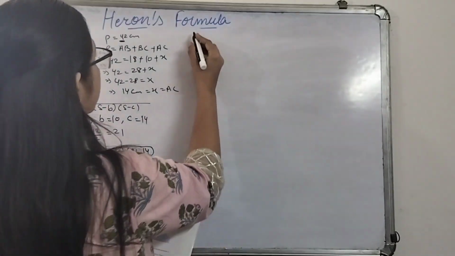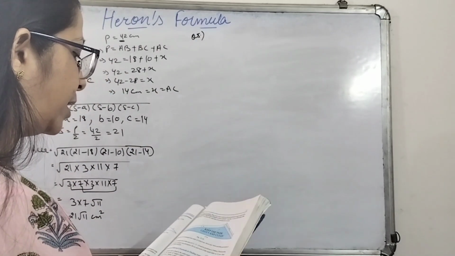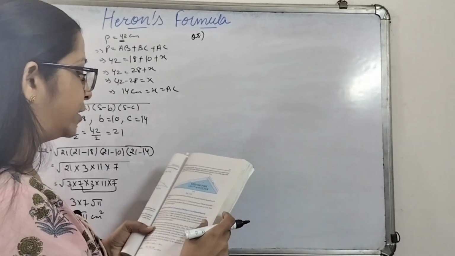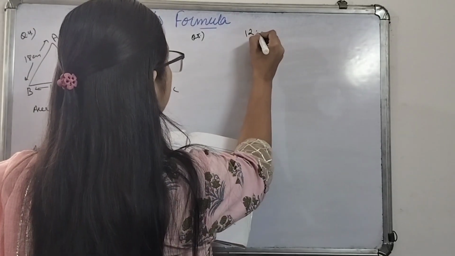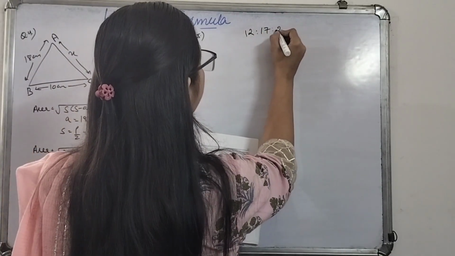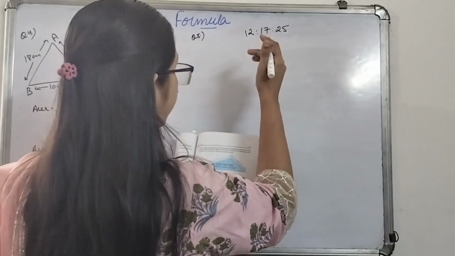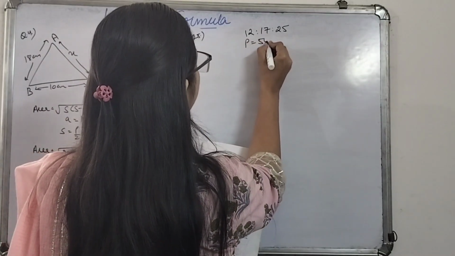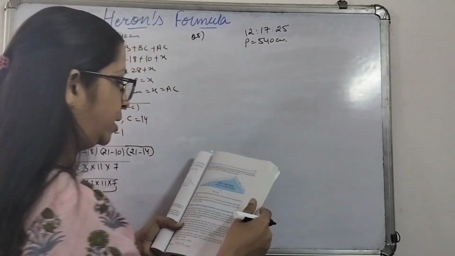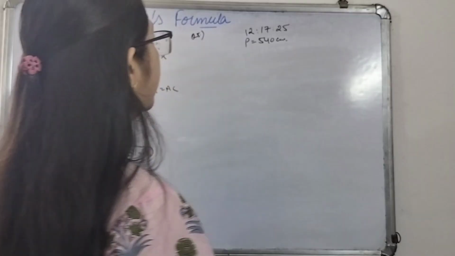Now let's take question number 5. Sides of a triangle are in the ratio of 12:17:25, and its perimeter is 540 centimeter. Perimeter is 540 centimeter. Find its area. We have to find its area.